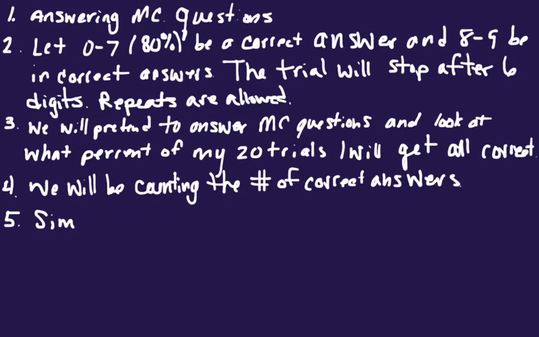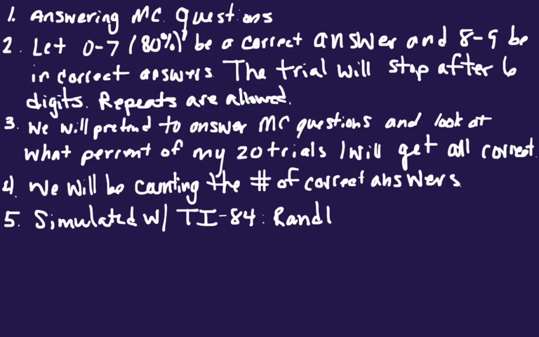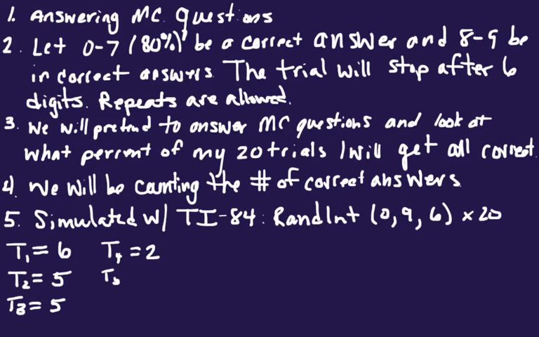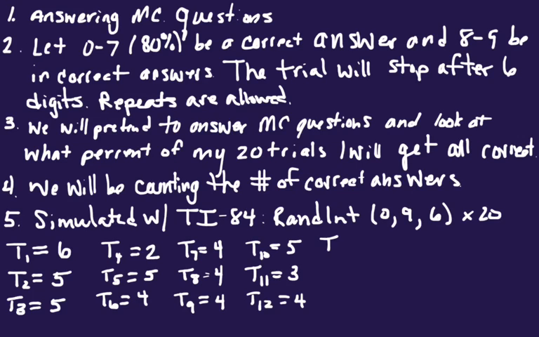Step 5 is actually simulating, and I did it with a calculator. I used randint with a minimum of 0 and a maximum of 9, and I generated 6 numbers at a time, and I did it 20 different times, and here are my results. Notice the number you see for each trial represents the number of correct questions that I got. In trial 1, I got 6 right. On trial 2, I got 5 right, and so forth. And here are the 20 trials that I did.